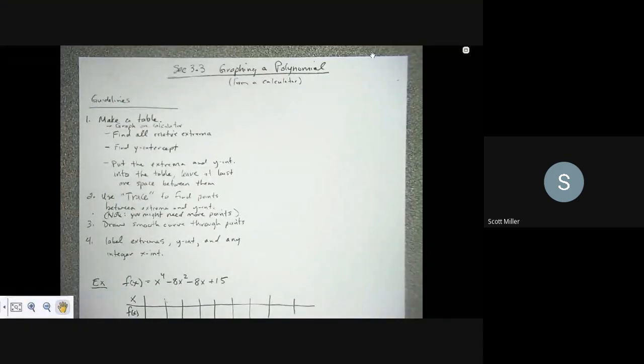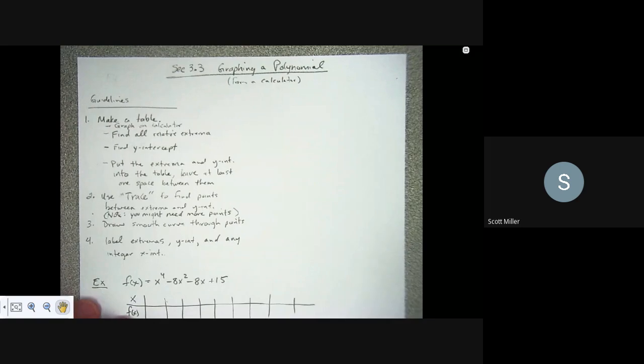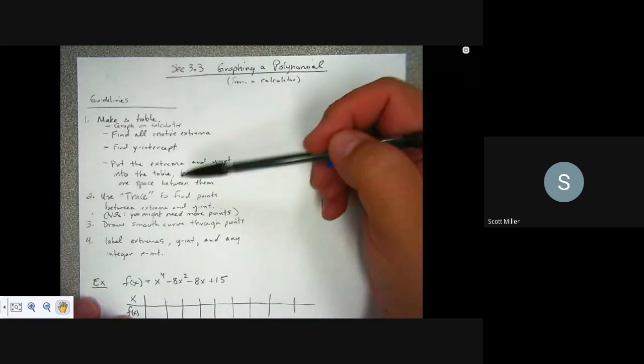Okay, this is going to be a quick video on graphing polynomials with the aid of a calculator. We graph these using the calculator. So I've already written out some of the notes that I want you to see, the guidelines we're going to follow.